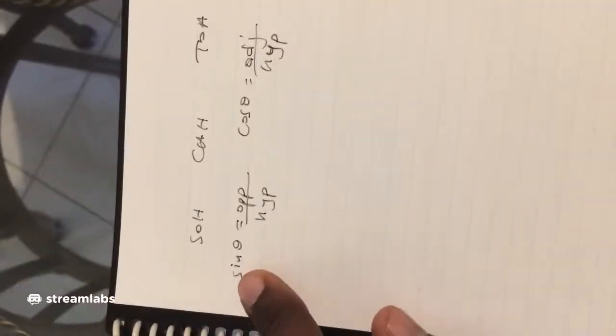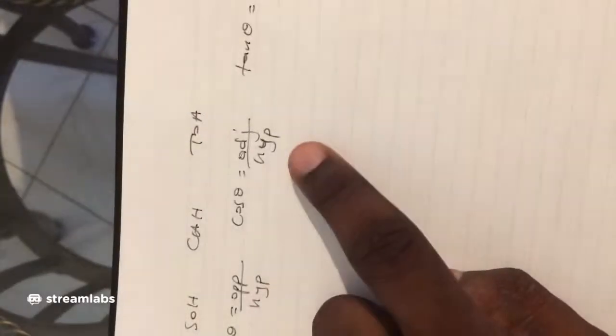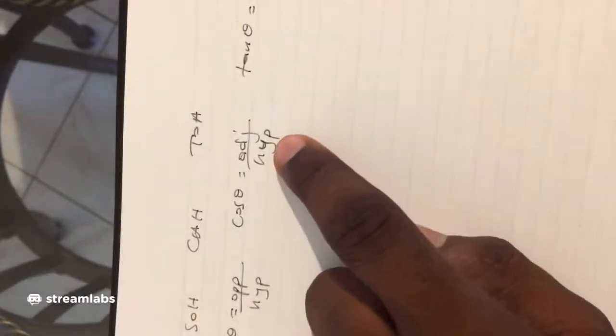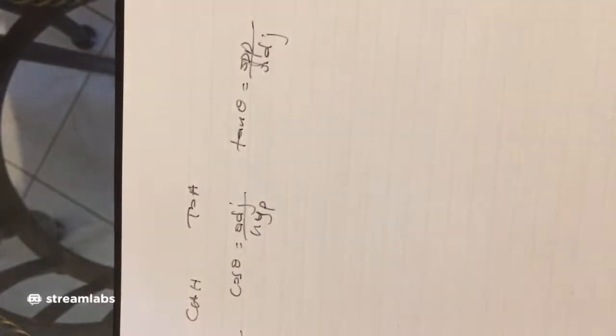So we have sine of theta equal to opposite over hypotenuse, cosine of theta equal to adjacent over hypotenuse, and tangent of theta equal to opposite over adjacent.